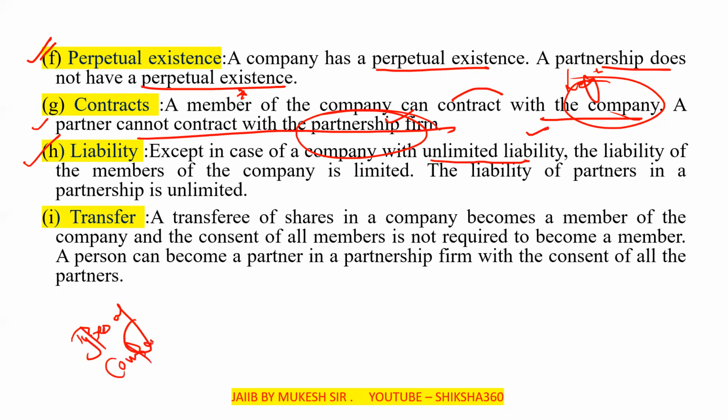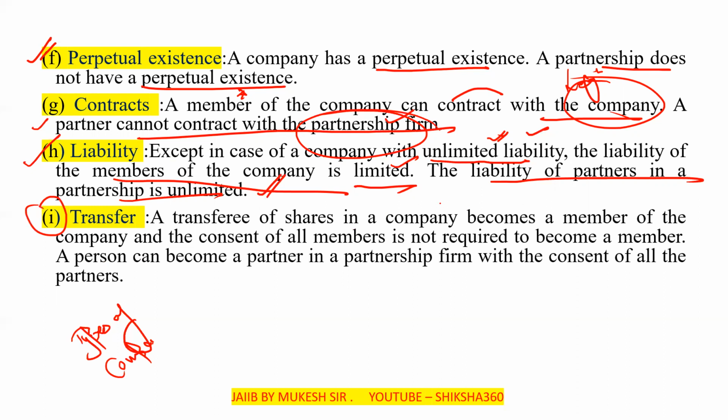Except in the case of a company with unlimited liability, the liability of the members of the company is limited, and the liability of partners in a partnership firm is unlimited. Clear? Next one is the transfer.